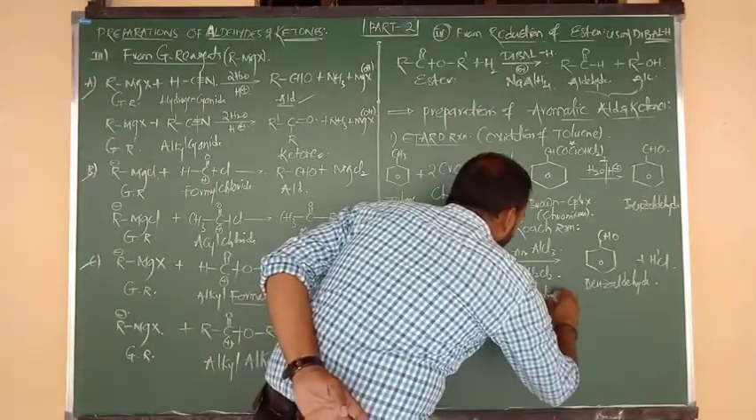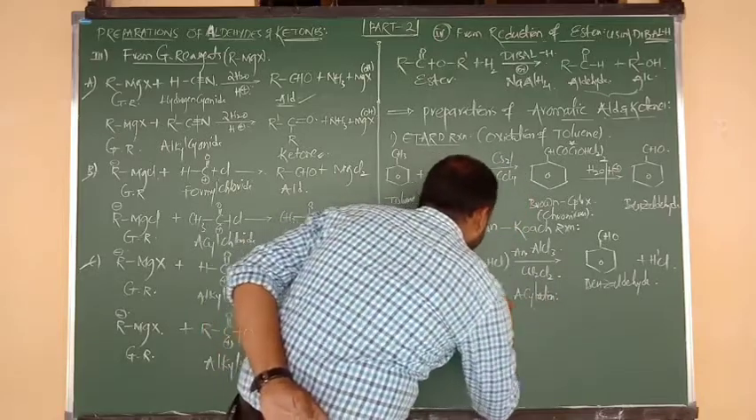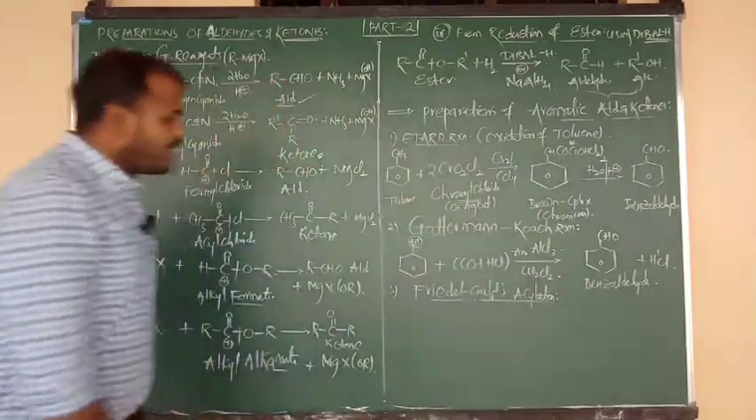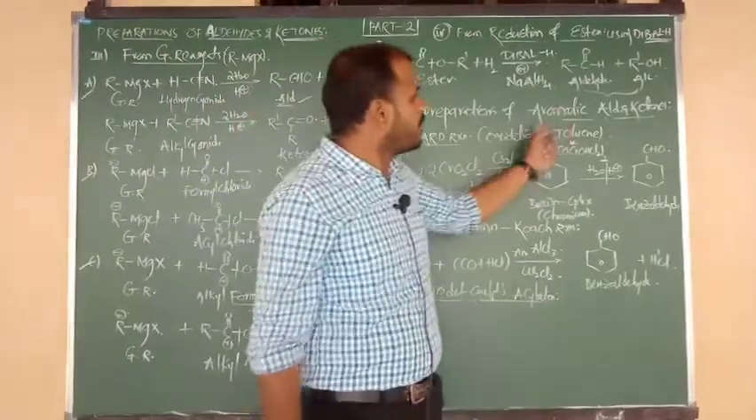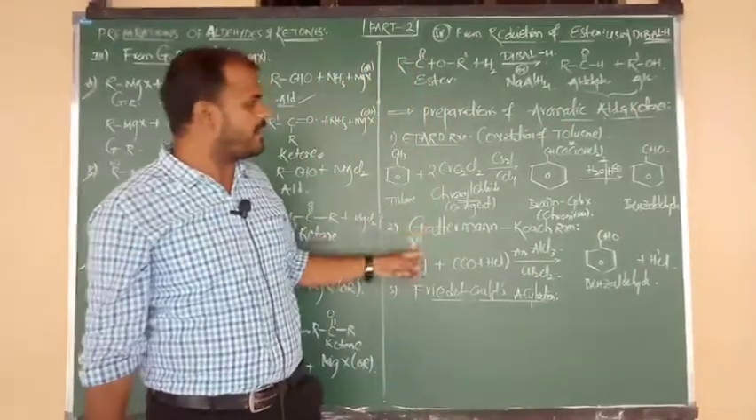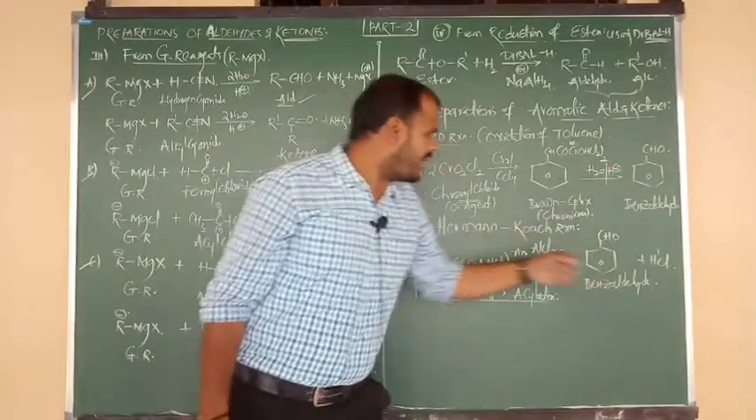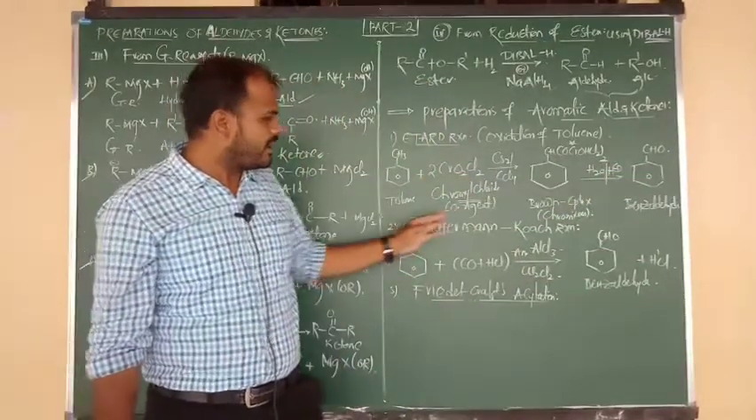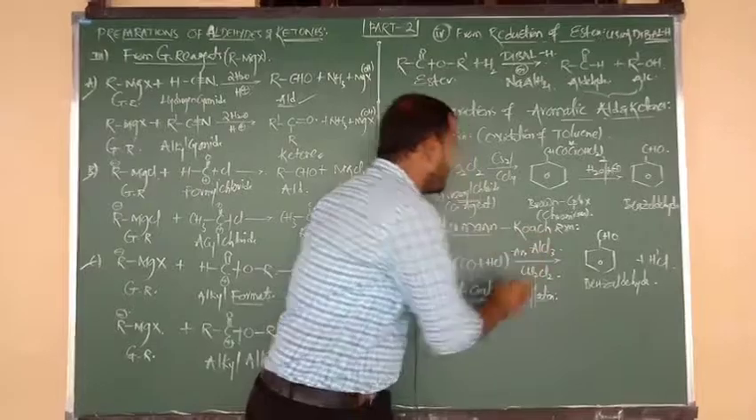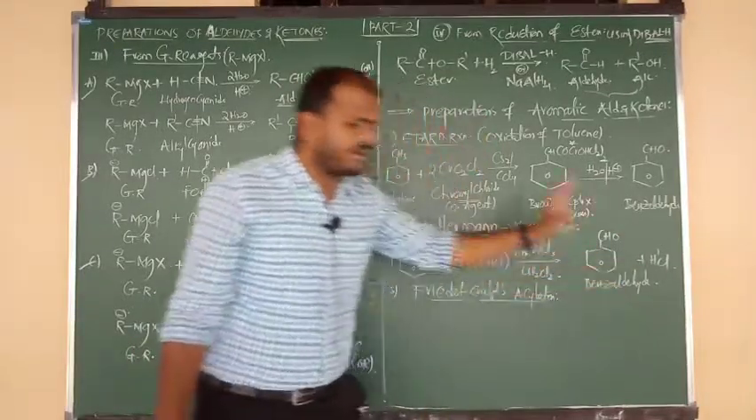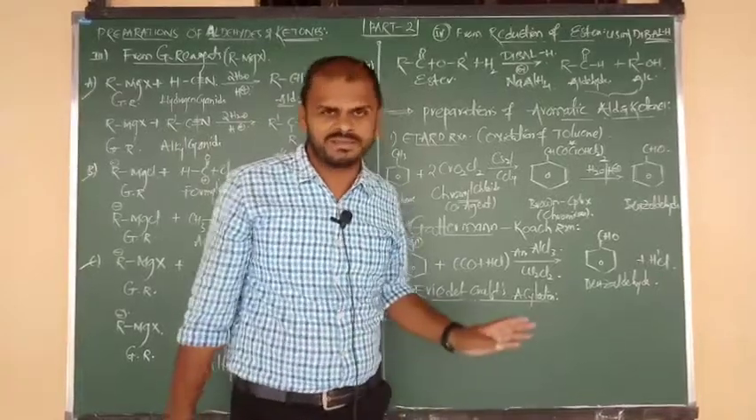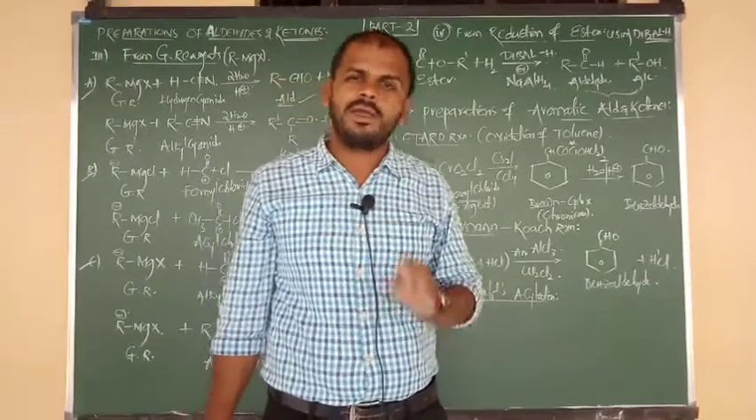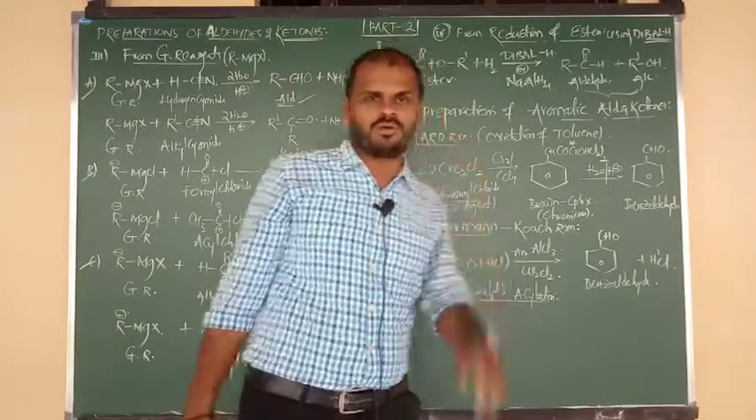Friedel-Crafts acylation method. By using such Friedel-Crafts acylation method, how to prepare the aromatic ketone? Up to now we have prepared aromatic aldehyde, that is nothing but benzaldehyde, in ITAD. In Gattermann-Koch also, we have prepared aromatic aldehyde, nothing but benzaldehyde. But in Friedel-Crafts acylation, we are going to prepare the aromatic ketone, that is nothing but acetophenone.